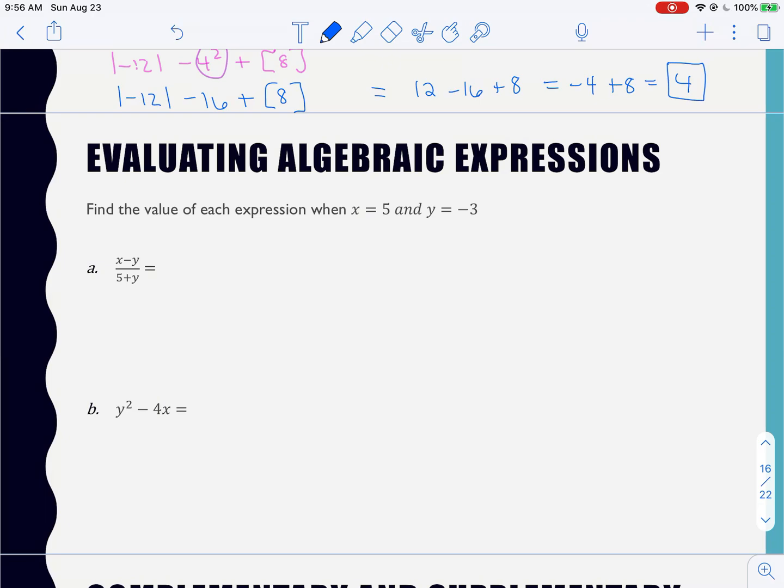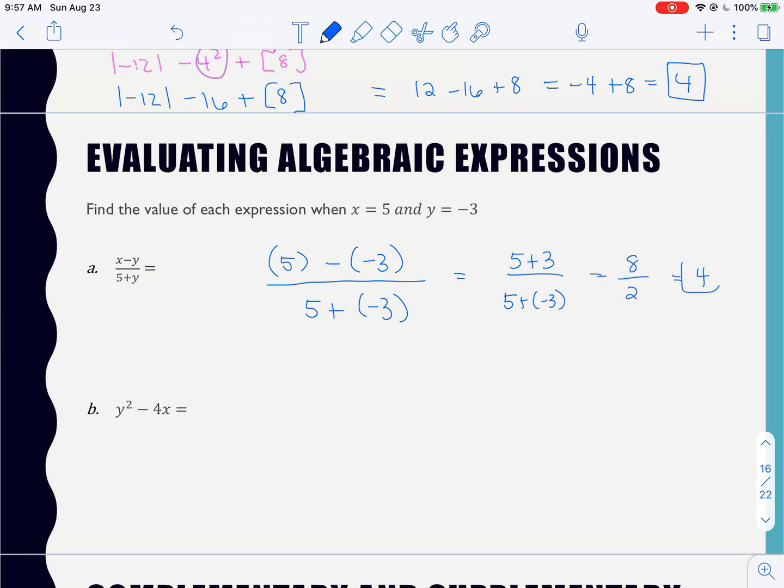All right, evaluating algebraic expressions. We did this last class. So your first step, remember, is to plug in. And when you plug in, put in parentheses. So x minus y, this is going to be 5 minus negative 3 over 5 plus y. So this would be 5 plus negative 3. In the numerator, we're subtracting a negative, so we're really adding. So this is going to be 5 plus 3 over 5 plus negative 3. So this is going to be 8 over 2, which is 4.